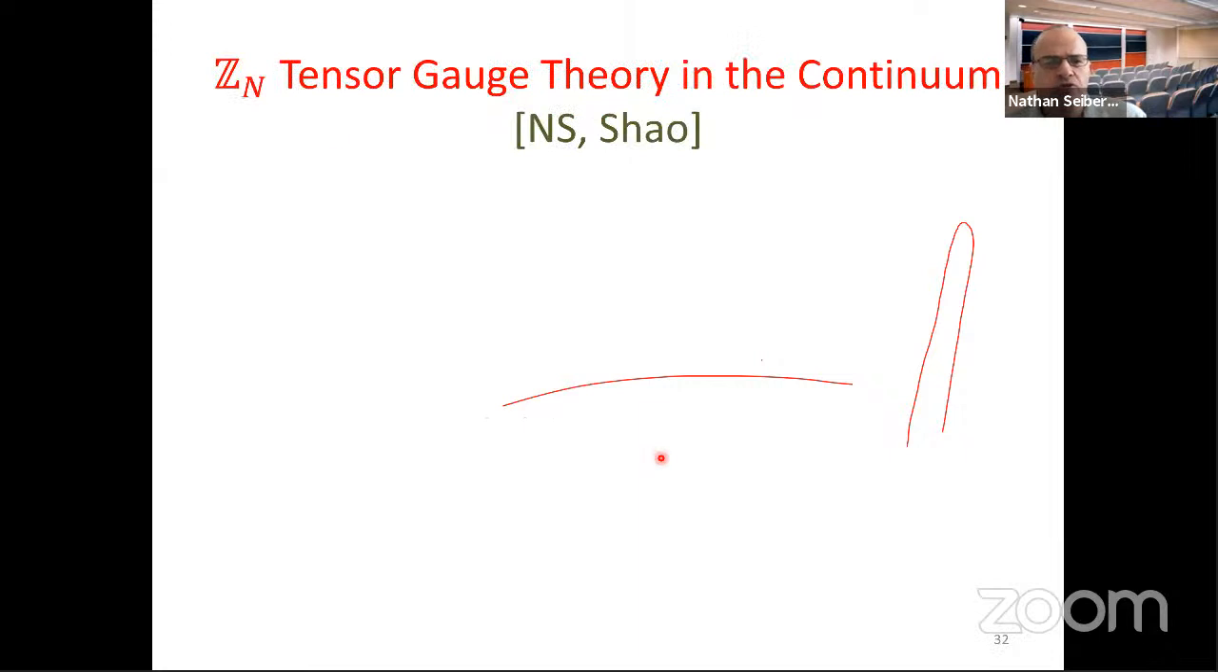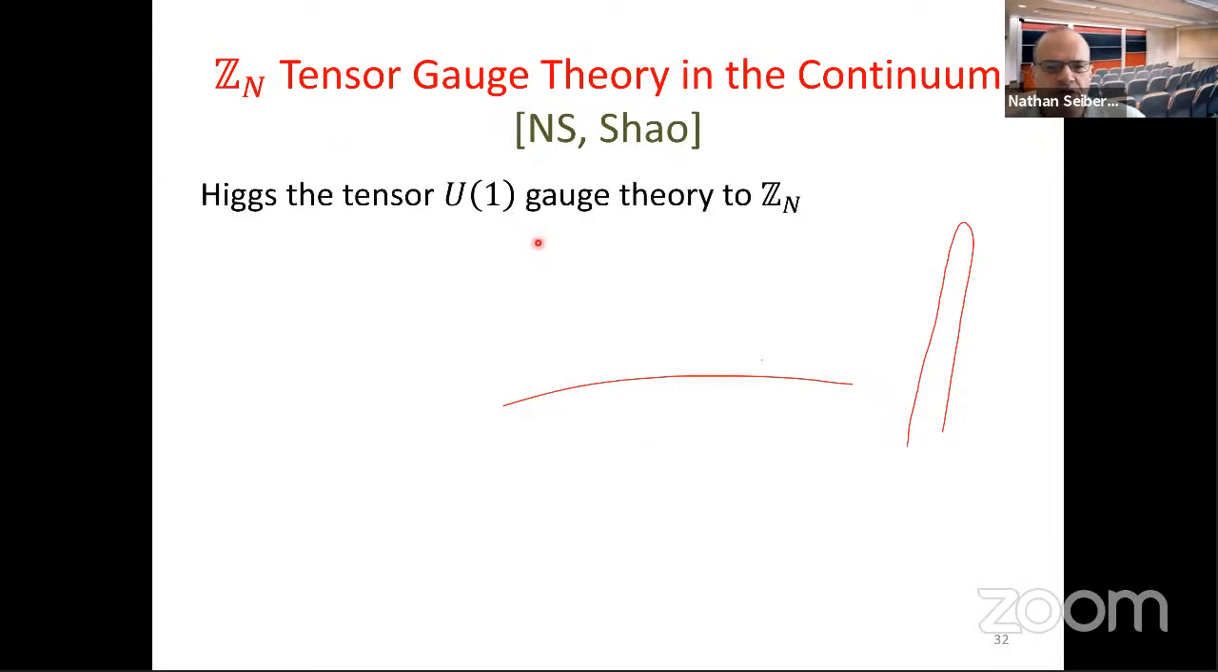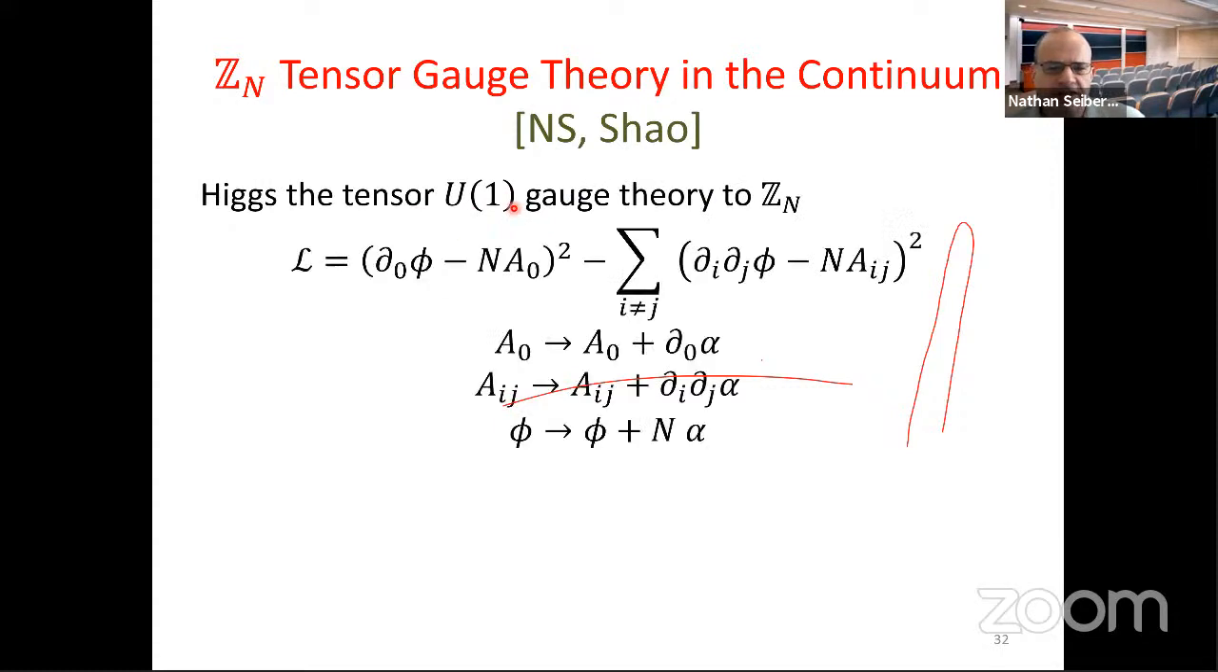Next, we would like to consider a Zn tensor gauge. So we take the U1 theory and we turn it into Zn. We use the Higgs mechanism to do that. I'm running out of time, so I'm going to go fast. We are considering the same theory, but the gauge group is not U1, but Zn.